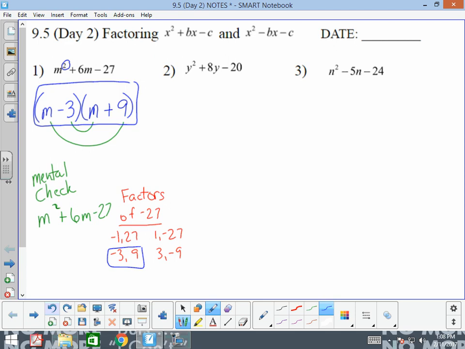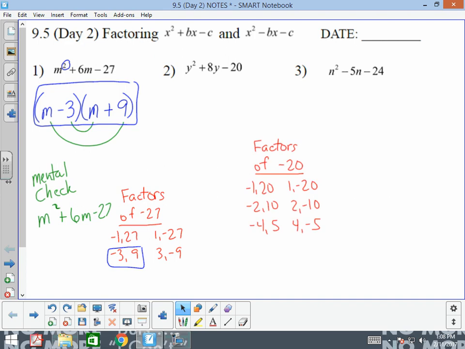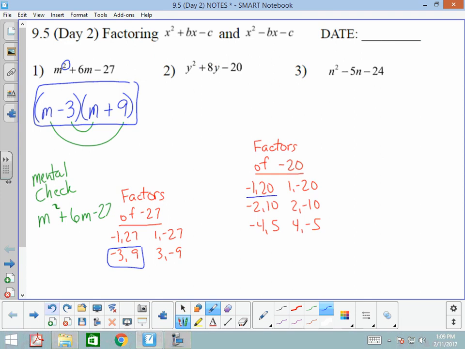Okay, so a few more of these. The factors of negative 20 will be negative 1 and 20, 1 and negative 20, negative 2 and 10, 2 and negative 10, negative 4 and 5, 4 and negative 5. We're looking for the pair of factors from negative 20 that combine to be positive 8. So that will be negative 2 and positive 10.